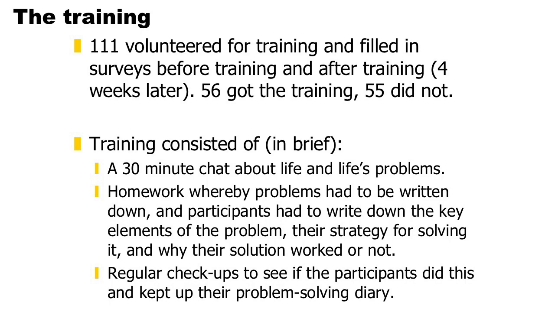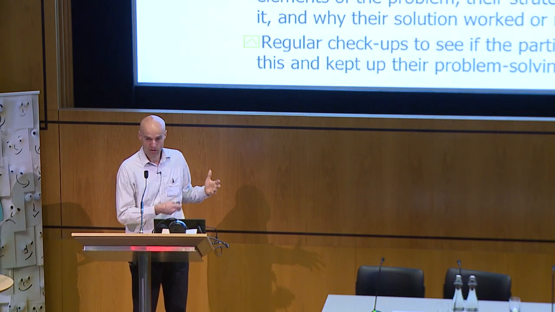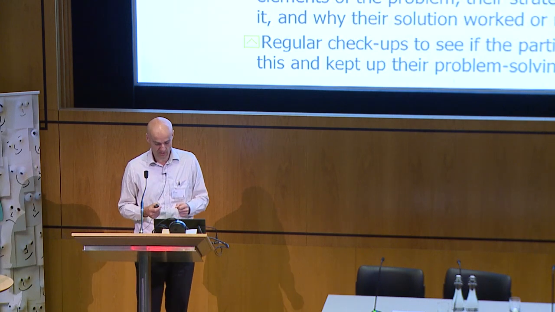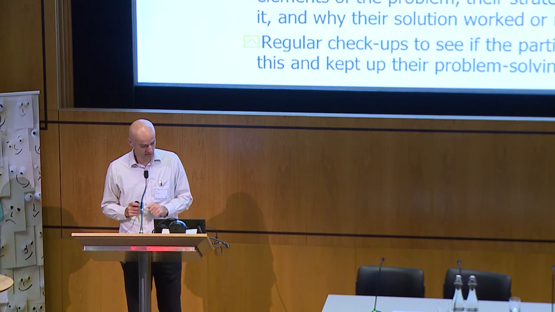Well, they had 111 people volunteer for this training, and these people filled in surveys before and after the training, and 56 got the training and 55 did not. So note that we here have a group who has an intervention, and we have a control group who also wanted the intervention, so they're comparable, but they didn't get the intervention. And so these two are exactly the same from an ex-ante point of view because the 56 were randomly chosen. So we're looking at a randomized controlled trial. All those who wanted the training, only 56 got it, 55, too bad, you did not.